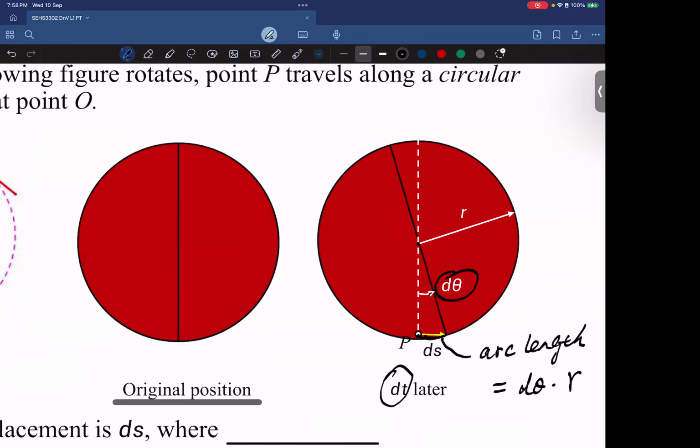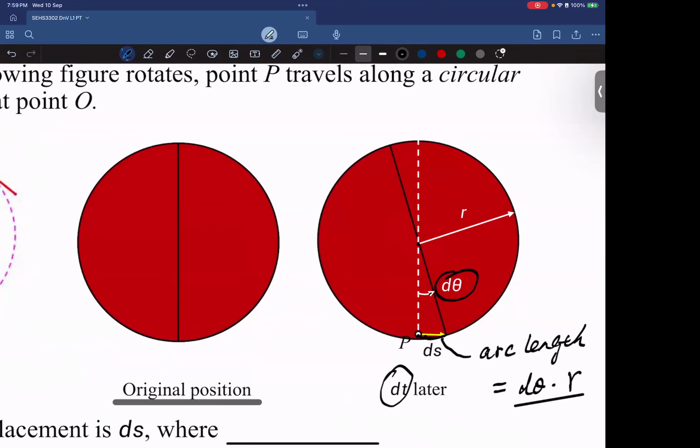We just learned this, right? So arc length is d theta in radians times the radius. If it is a whole circle, the arc length is 2 pi r. So if it is a small angle, we just use this angle times the radius. We got the displacement of this point.